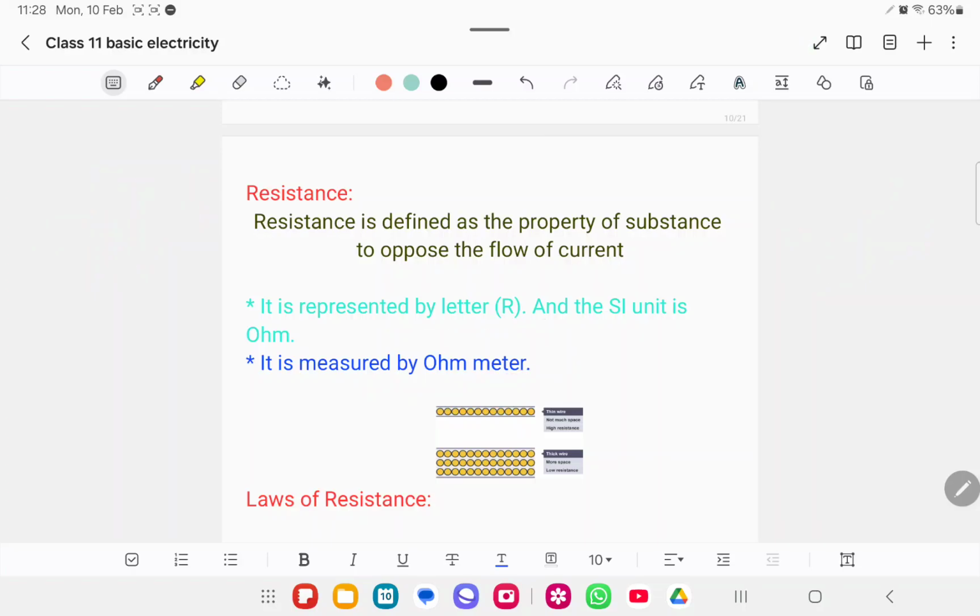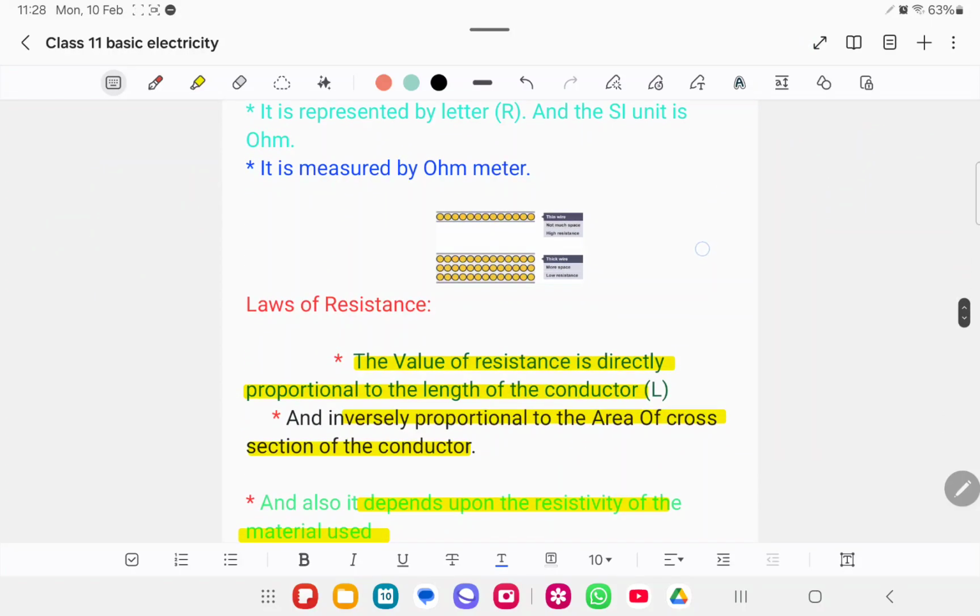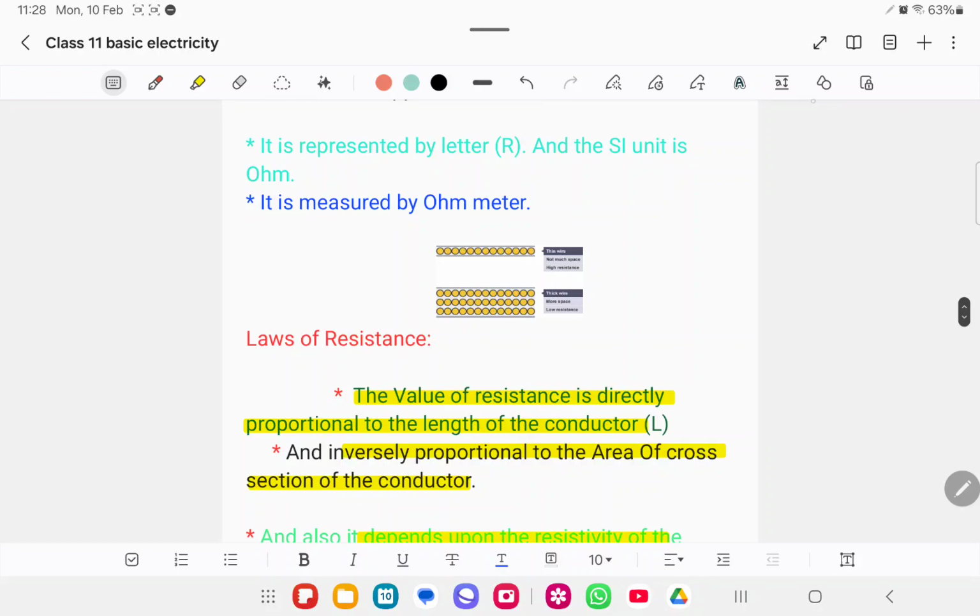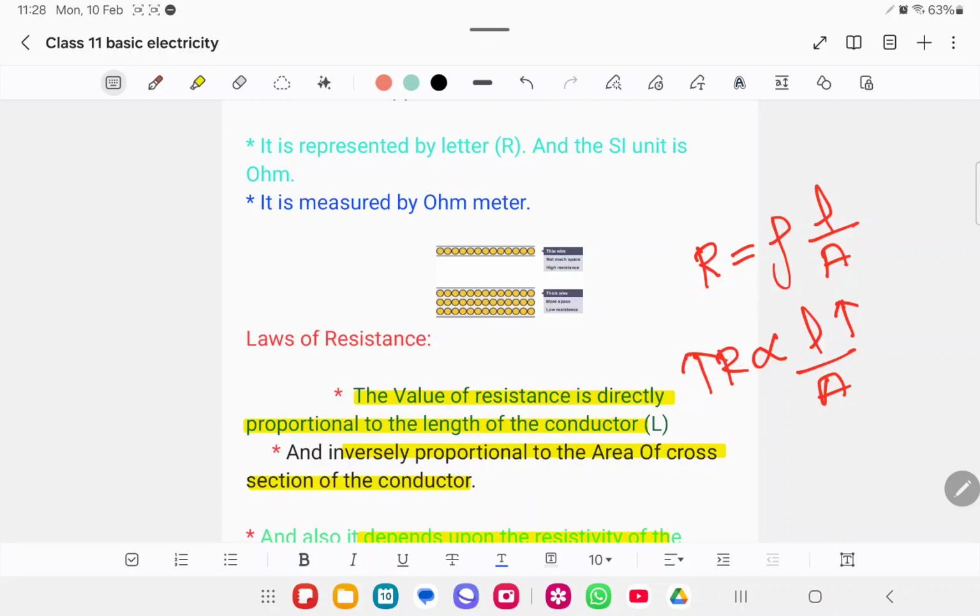For resistance we have an important law. What is that law? Resistance is equal to resistivity times L by A. Correct. So resistance is directly proportional to length and inversely proportional to area. If the length of the conductor is more, resistance is also more. If the area is less, resistance will be more. If the area is more, resistance will be less. According to that it will change.